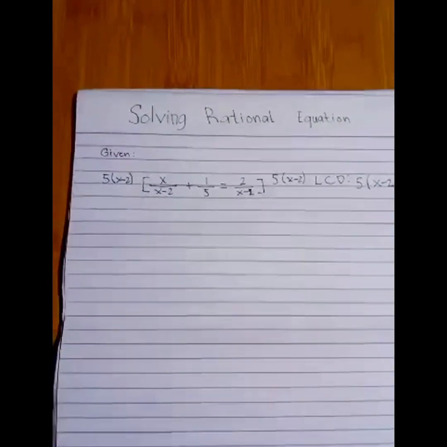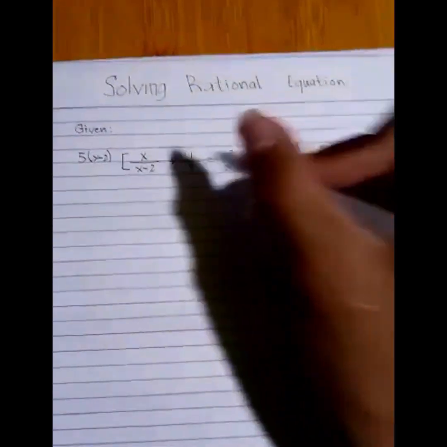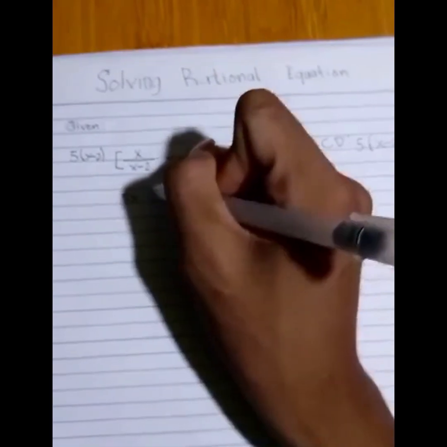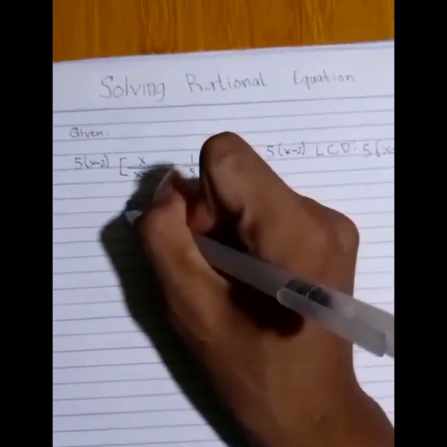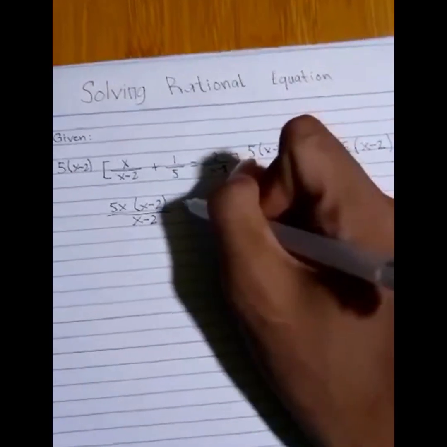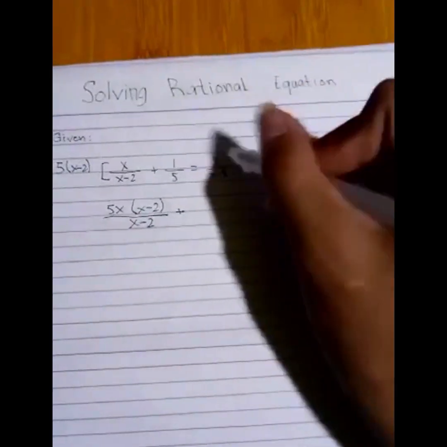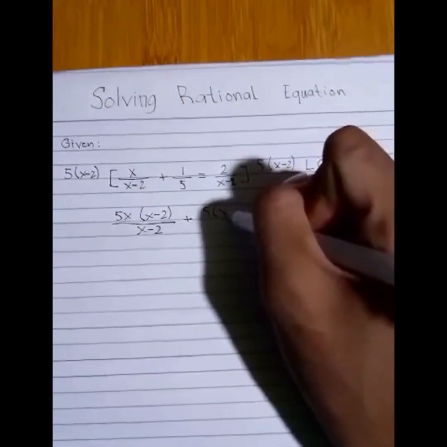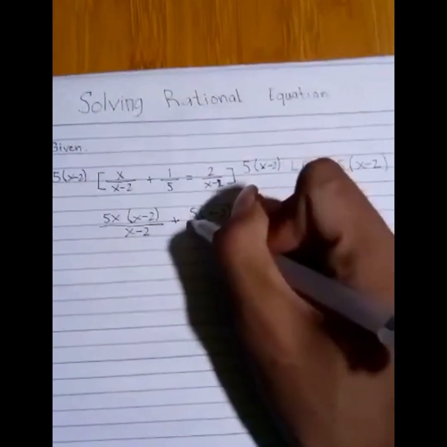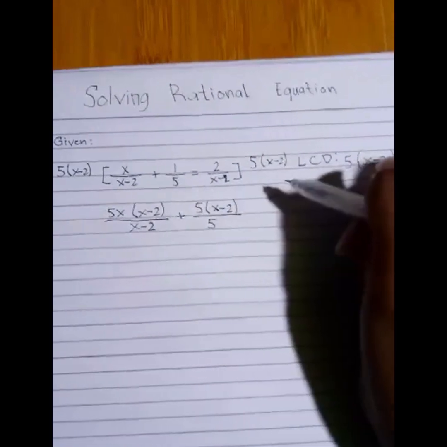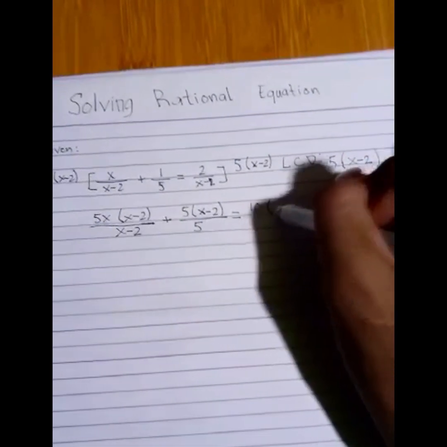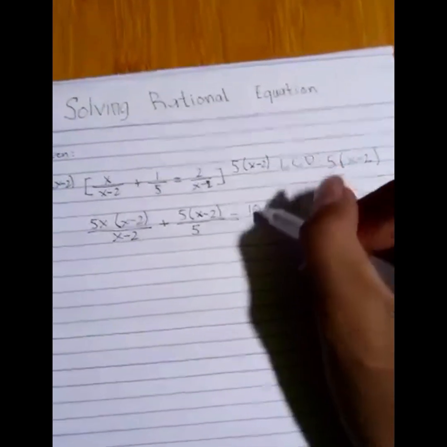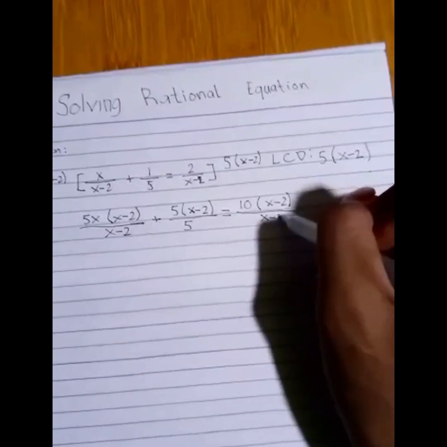So what will happen? We have here 2 terms on the left side. So this becomes 5 times x minus 2 over x minus 2, plus 5 times x minus 2 over 5, equal to 10 times x minus 2 over x minus 2.